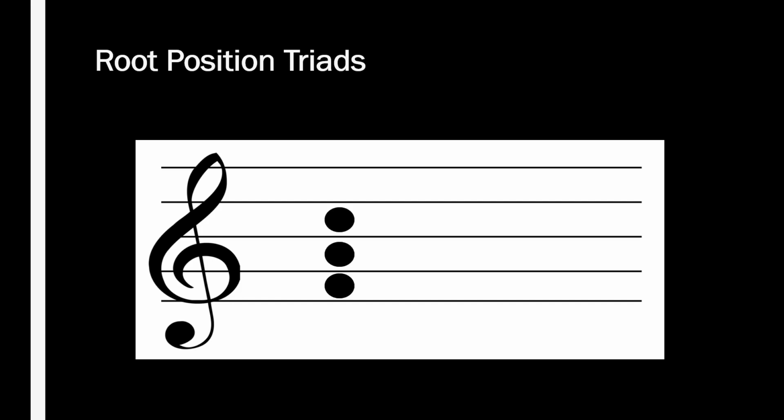If we take the F major triad, that means the F would be in the bass, and the notes of the chord would exist at a third and a fifth above the bass. Those notes would be A, a third, and C, a fifth.